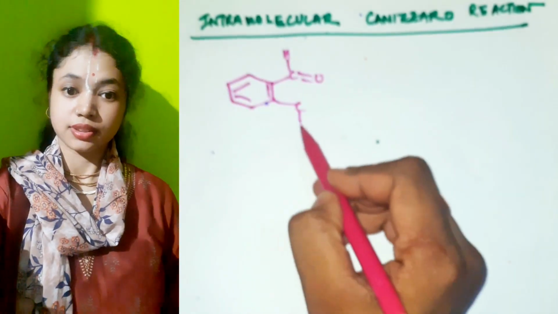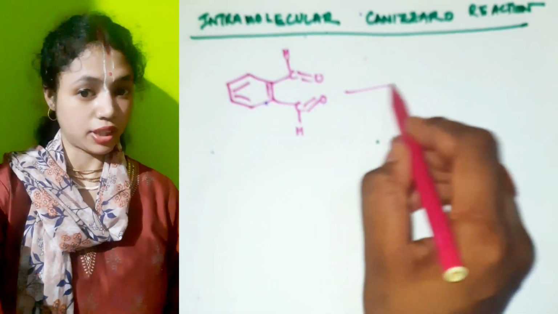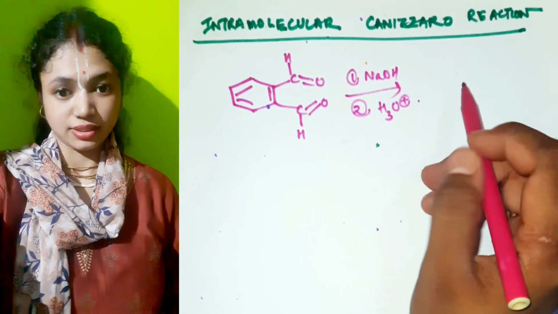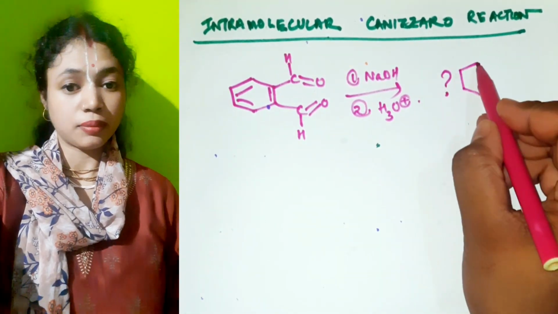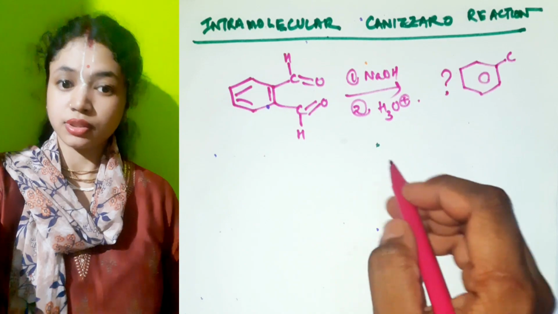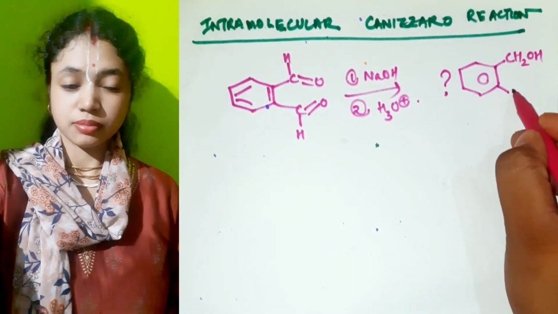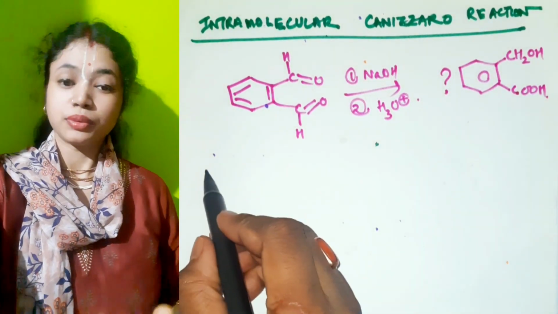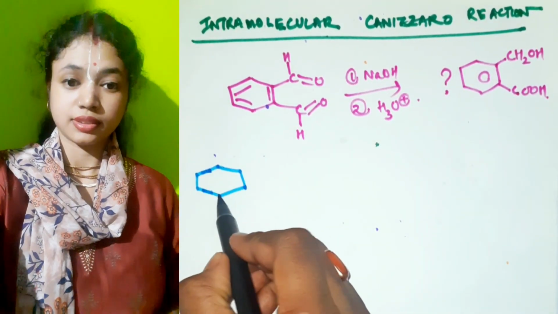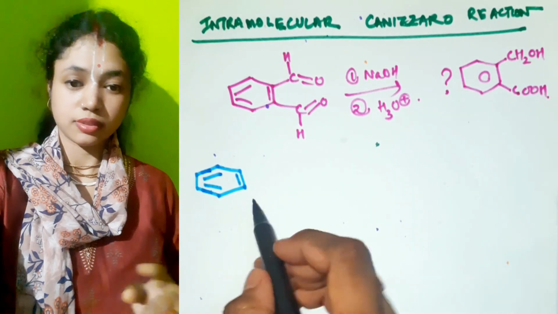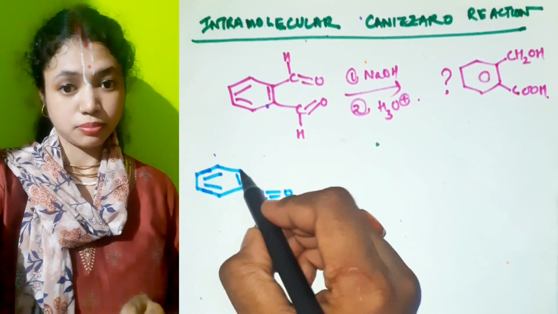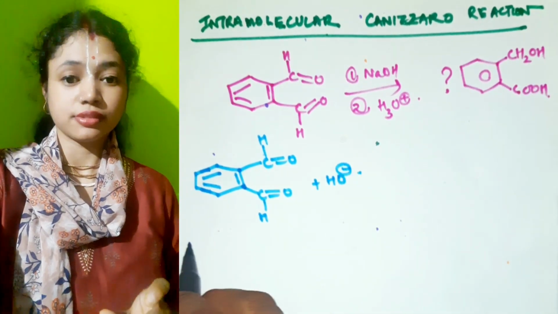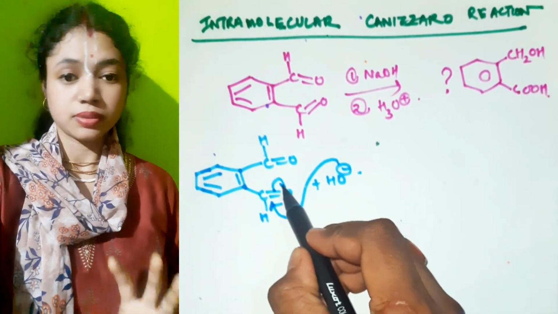Now we will go for the intramolecular Cannizzaro reaction. Here, when you have two aldehyde groups in the same molecule, see there is an example here, a benzene ring and two aldehyde groups in the same molecule, then what will happen? One carbon will go for oxidation, the other one will go for reduction. The mechanism is very easy, the same way. First there is the nucleophilic attack. Let's take the OH minus ion. It will attack one carbon.